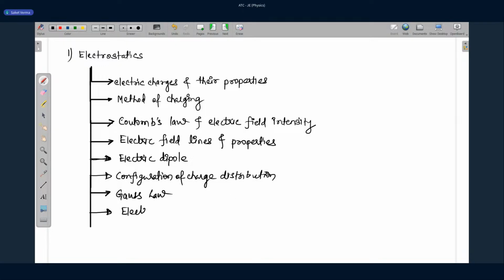Then we have electrical potential, or electrostatic potential, you can say, and some basics of the capacitor, energy density, etc. So these will be the topics that we are going to discuss. And obviously we will take some small questions from previous years, to see which kind of questions are asked from these topics.